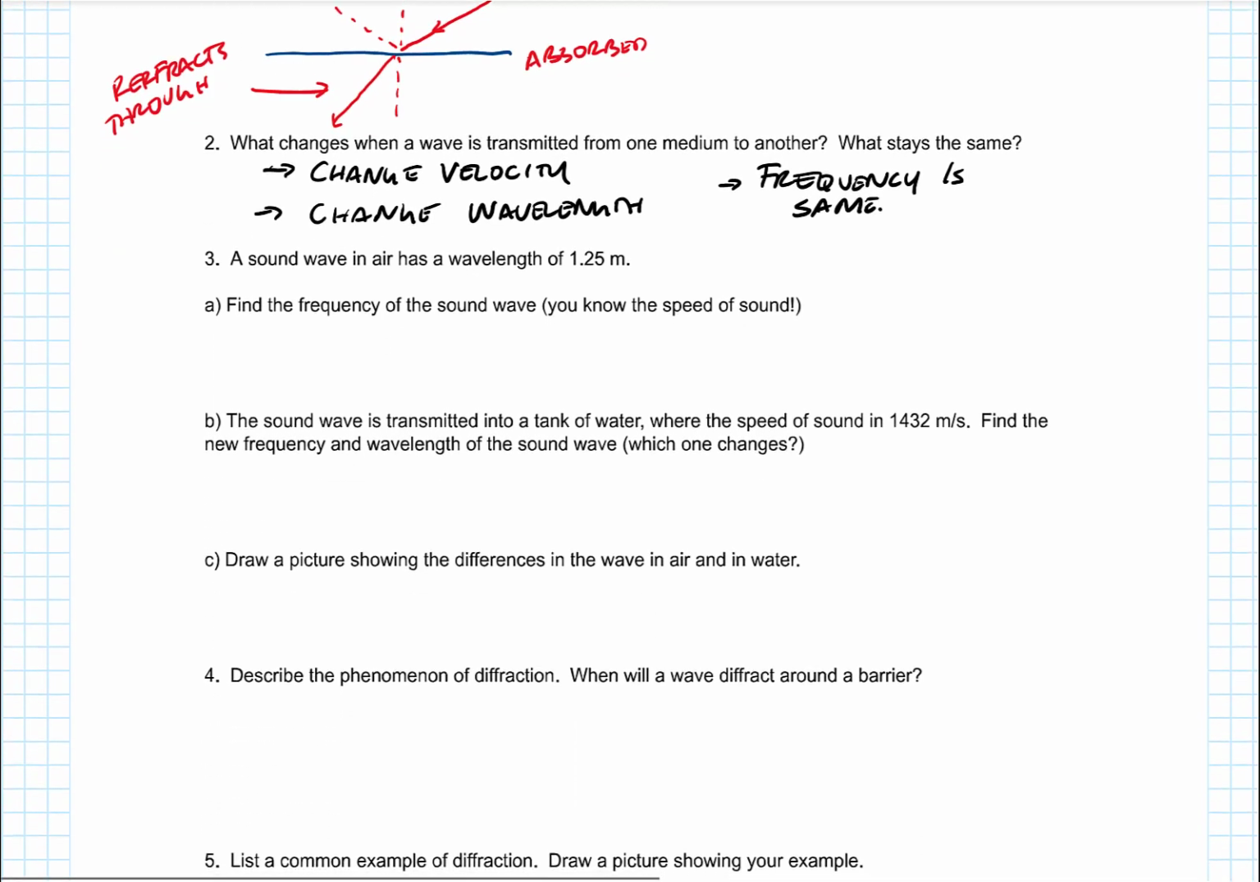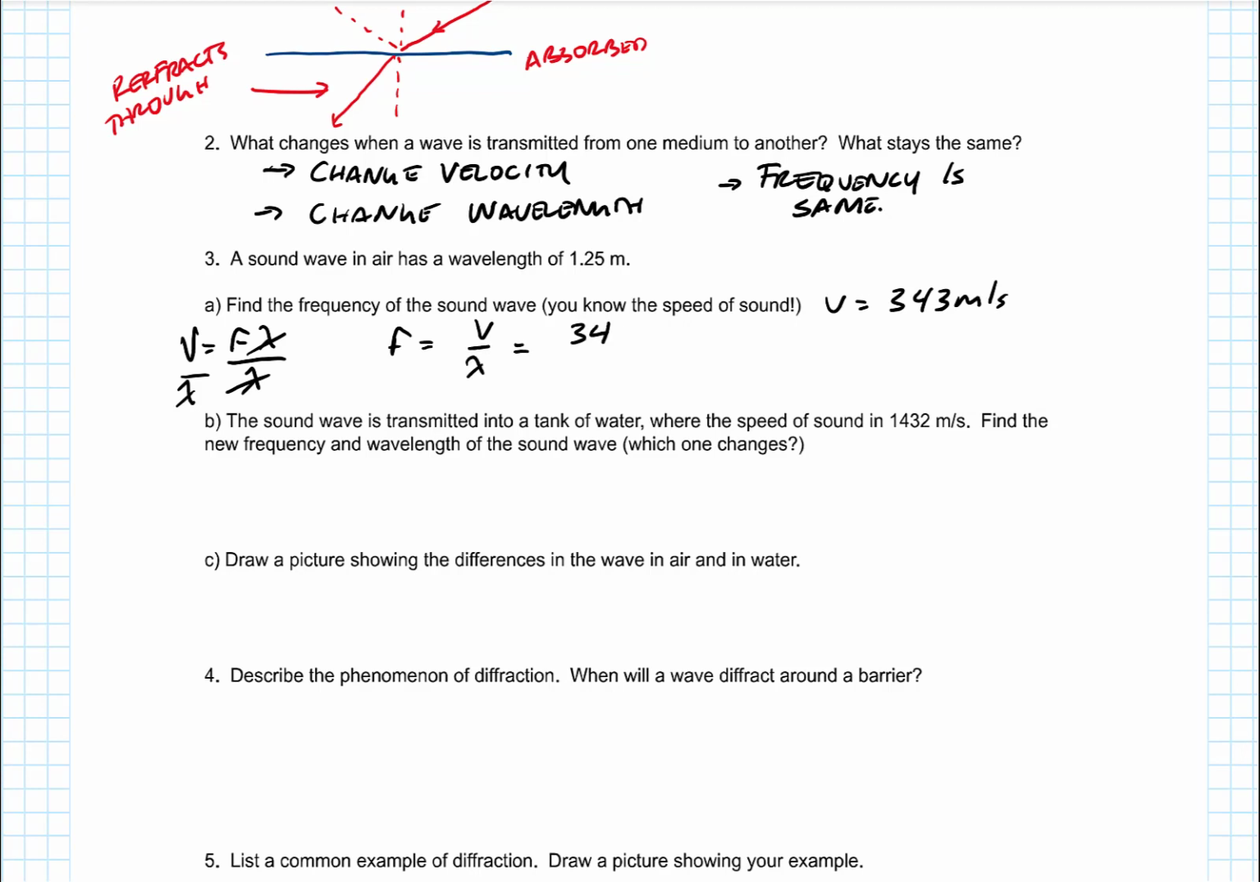A sound wave in air has a wavelength of 1.25 meters. Find the frequency of the sound wave. In our last worksheet, you had the speed of sound. The velocity of sound is 343 meters per second. So if I want the frequency of the sound wave, I've got v equals f lambda. If I want to solve for frequency, I'm going to divide both sides by lambda. That goes away. So frequency is velocity over the wavelength.